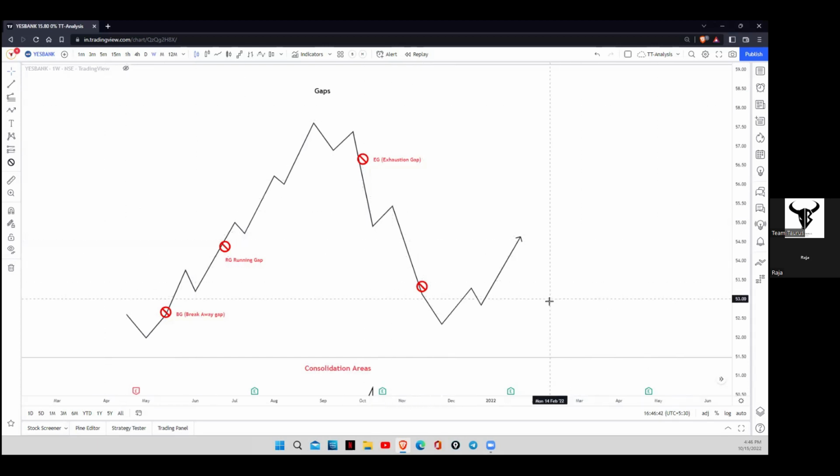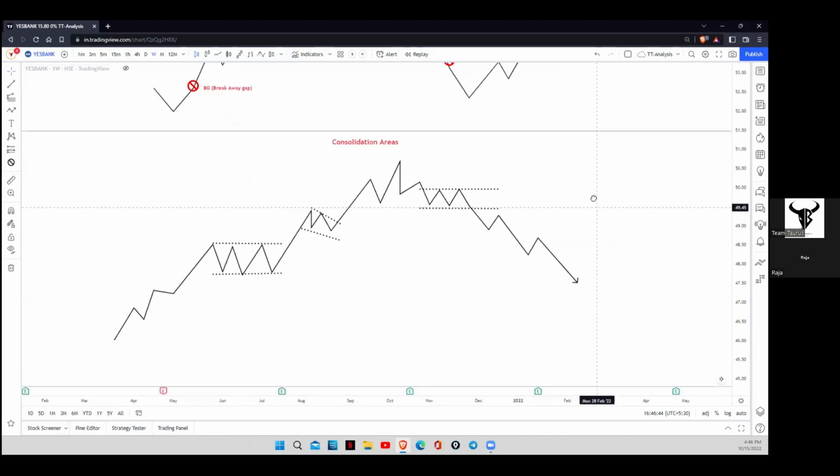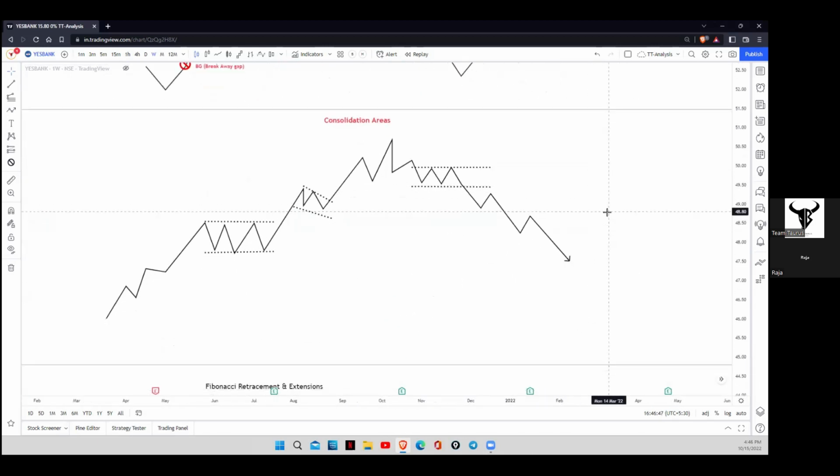And next comes the consolidation areas. Now remember, each thing needs to be remembered and they need to be correlated. Keep an eye on it. You see I have shown you volume first and then gaps, and now coming to the consolidation areas. So what did I say? In the consolidation areas, you can see there is a parallel channel pattern, and this is where you will see a breakaway gap, because this is a consolidation area.